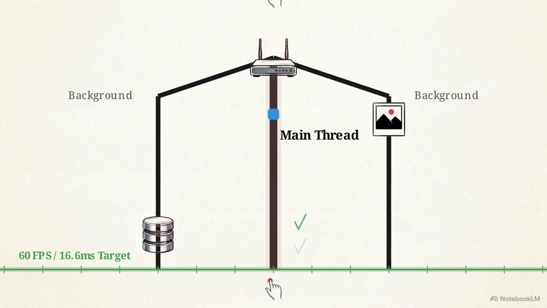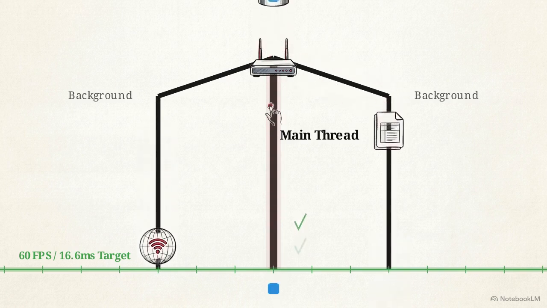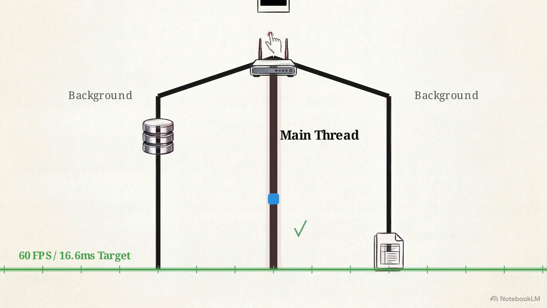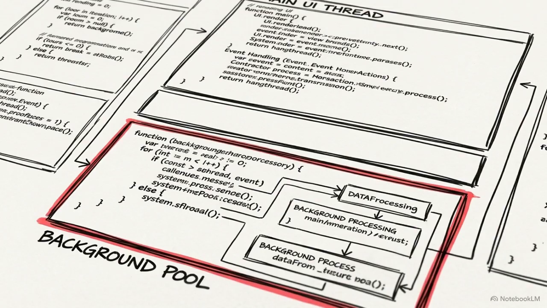Knowing how to effectively identify these workloads and route them to background threads is the primary differentiator between an average developer and a senior architect. Mastering the main thread ultimately means knowing exactly what workloads must never touch it.